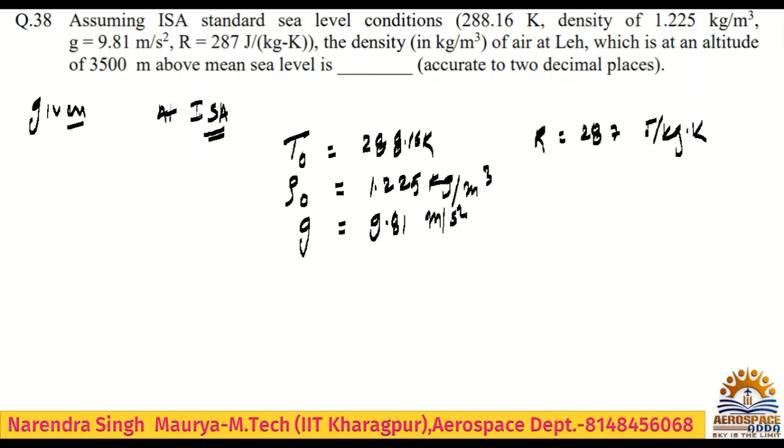This question is very simple. If you read this problem simply, they have given all the data at sea level condition: temperature, density, g value, and R value. And now they are asking the density of air at Leh, which is at an altitude of 3500 meter above sea level.